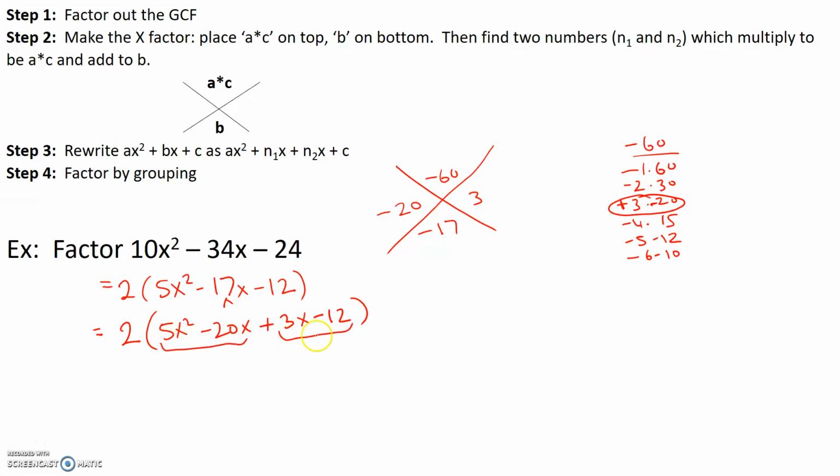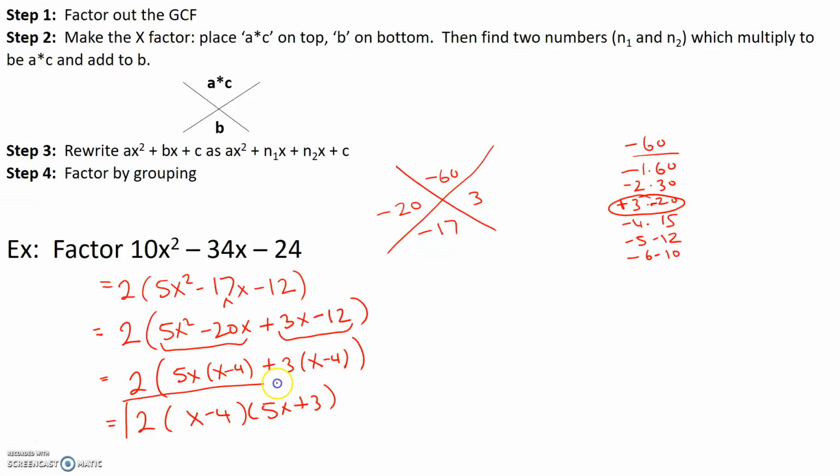Now let's factor by grouping. So we will have 2 times. Here, we'll take out a 5x, and we're left with x minus 4. Between 3x and negative 12, we'll take out a 3. We're left with x minus 4. X minus 4 is a common factor, so we have 2 times x minus 4, which is a common factor, times 5x plus 3. And this is the factored form.